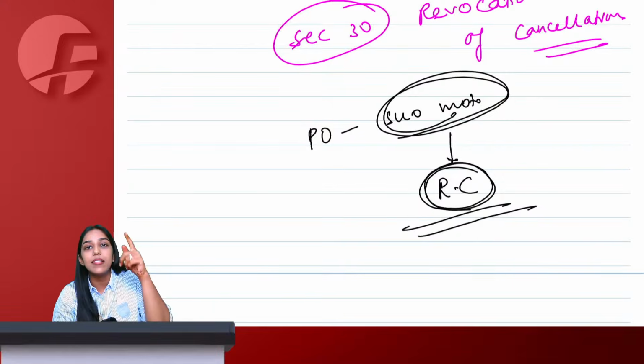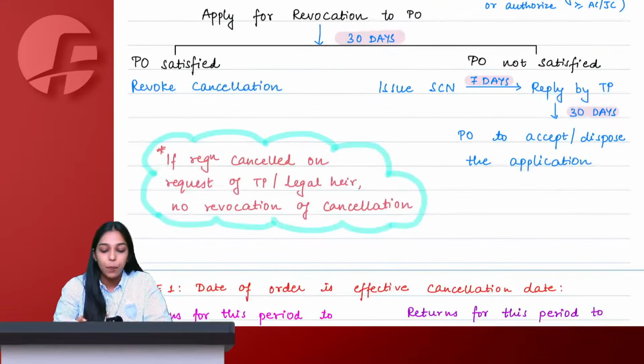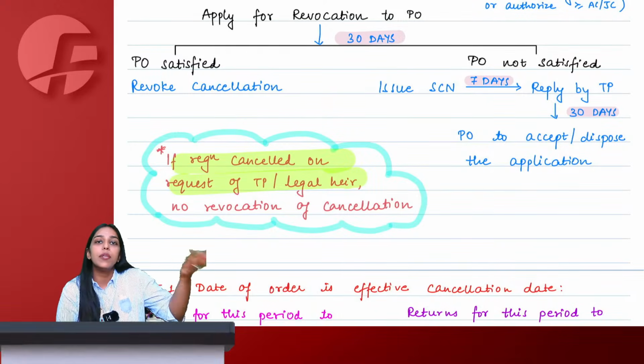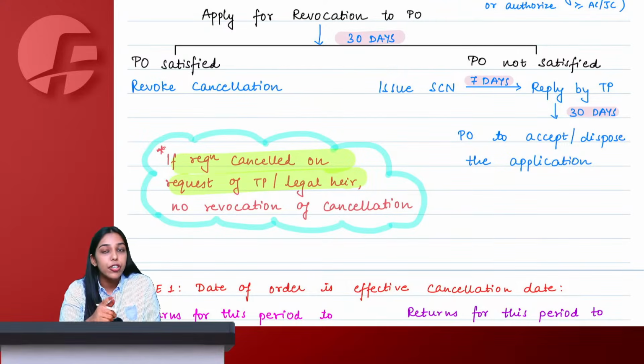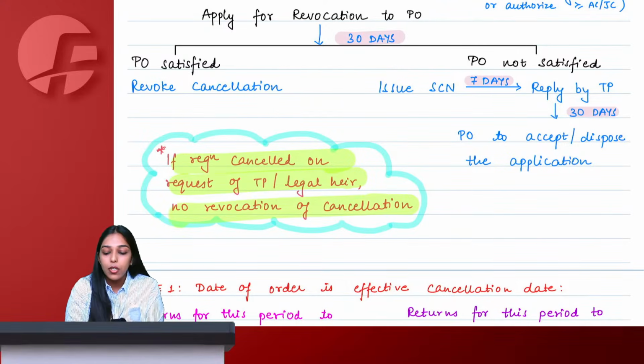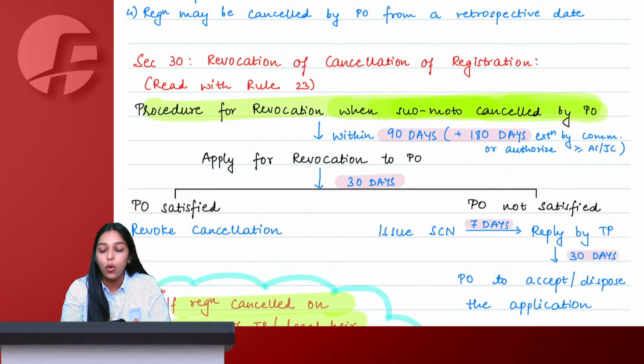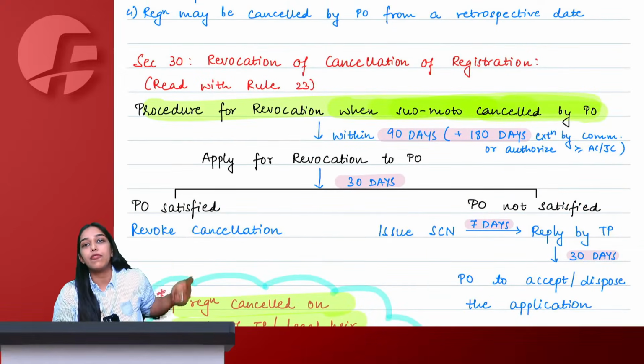Do you understand? This is important, it can be asked in MCQ. If you yourself cancelled the registration, or your legal heir upon your death went to the officer and told him to cancel, then you cannot go for revocation. But only when the proper officer cancelled my registration suo motu, then I can go and apply for revocation.